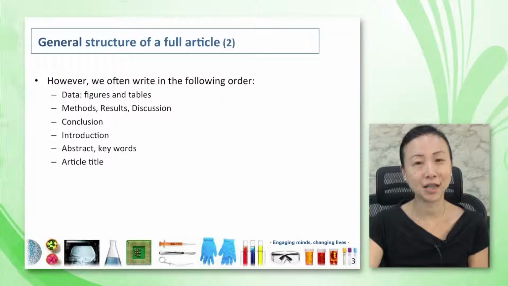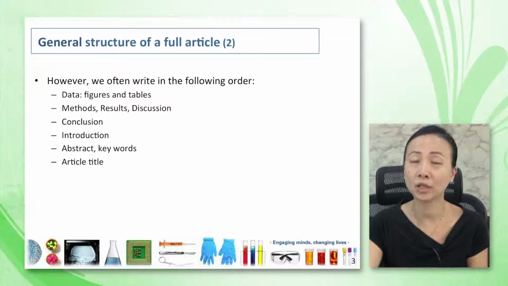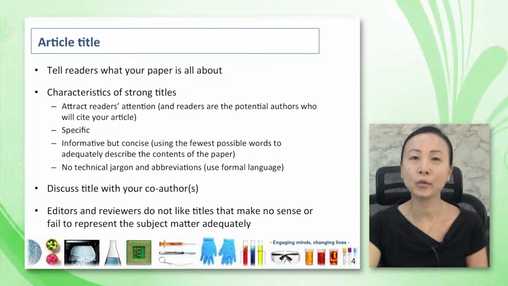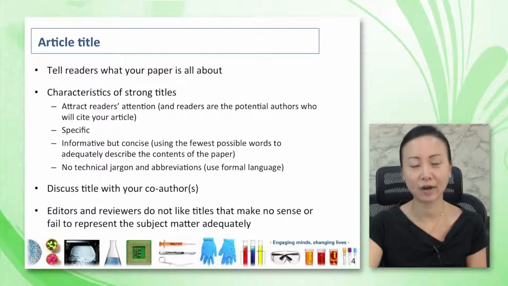For simplicity's sake, I will go through each section of a manuscript according to the order on the previous slide rather than the order in which you would actually write the sections. The purpose of the article title is to tell readers what your paper is all about. Your title may be the only part of your paper that gets read, first by the journal editor and then by your readers, so make every word count.